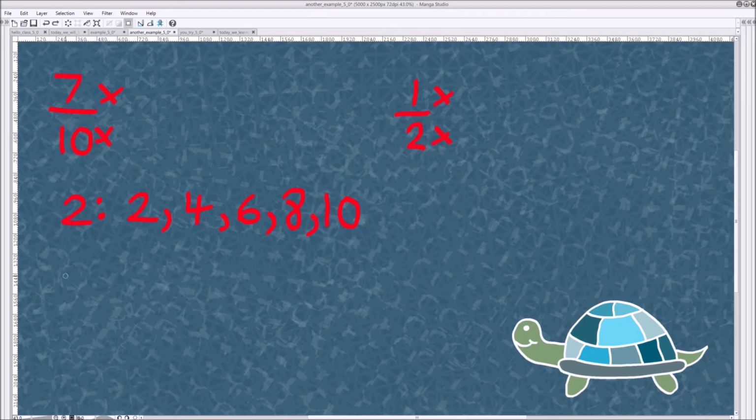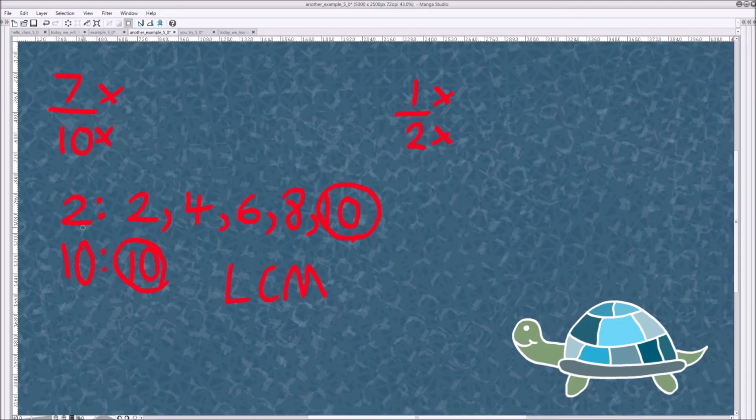And this is because 10 times 1 is 10. So we have matching 10s. And this is called an LCM, lowest common multiple.